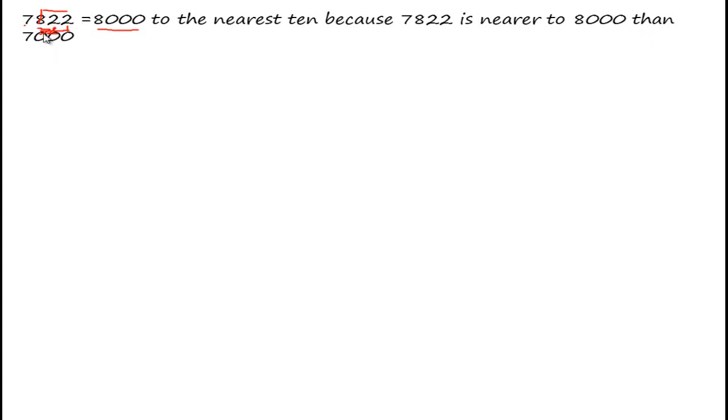That's the answer. So you know that for the nearest 100, we have 2 zeros. For the nearest 10, we have 1 zero. For the nearest 1,000, we have 3 zeros. Can we move on now? Let's move on very quickly.